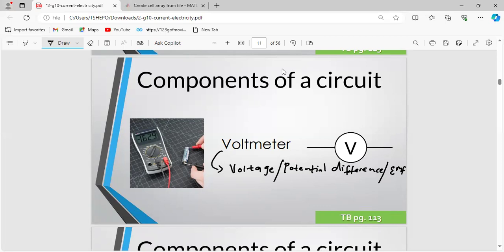But remember, a battery can give a voltage to a circuit, but for the other components such as the rheostat and the resistor, we can measure the voltage around them. They use voltage while the battery gives the voltage.